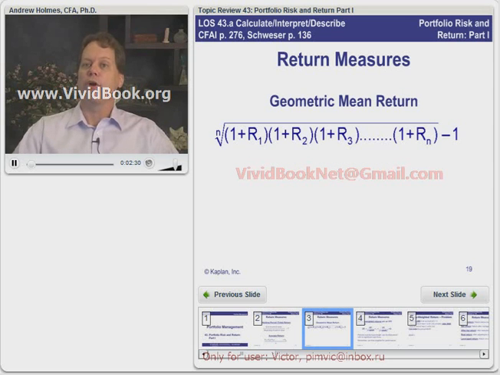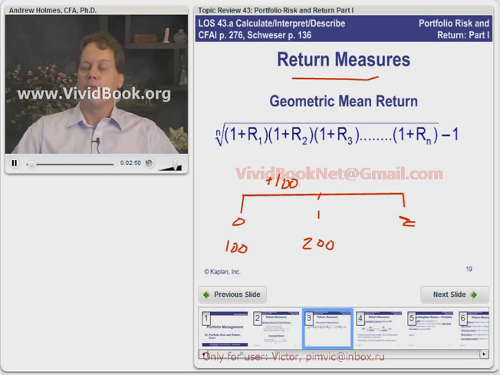Geometric return. We've seen this before, but again, the problem here is that compounding thwarts the idea of arithmetic return. If we look at a 2-period investment, if you start with $100 and you go to $200, you had 100% return in this period. Then if you go from $200 back down to $100, you had a minus 50% return in this period. If you calculate the arithmetic average, you take 100 plus a negative 50 and divide it by 2, and what you get is 25%.